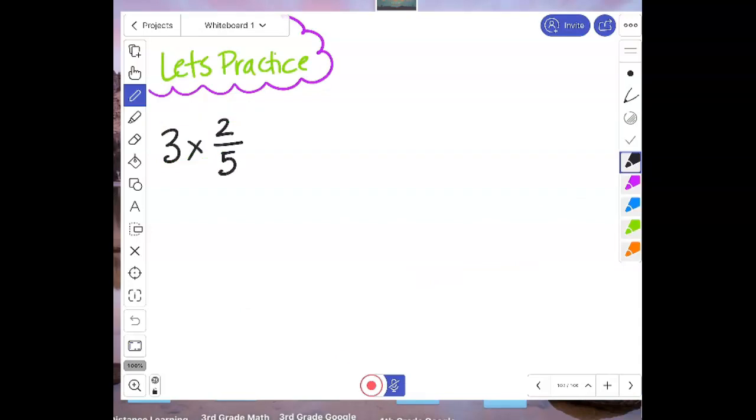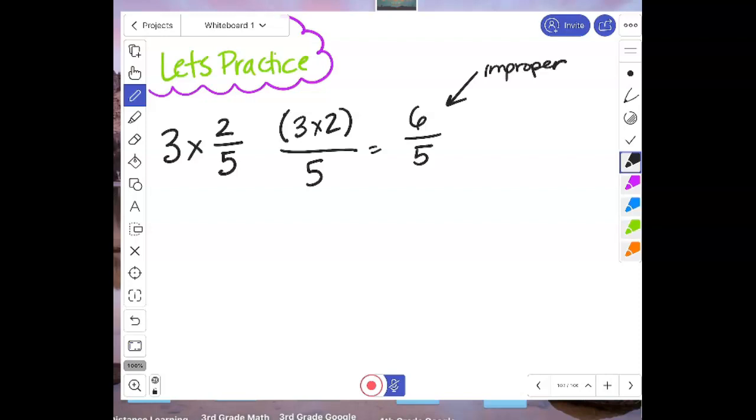So practice from the last video, we know that this is going to be the same thing as 3 times 2 over 5. You better be writing this down. That equals 6/5. That is improper because 6 is greater than 5. So I'm going to divide. How many times does 5 go into 6? 1 time. And it leaves me with a remainder of 1.